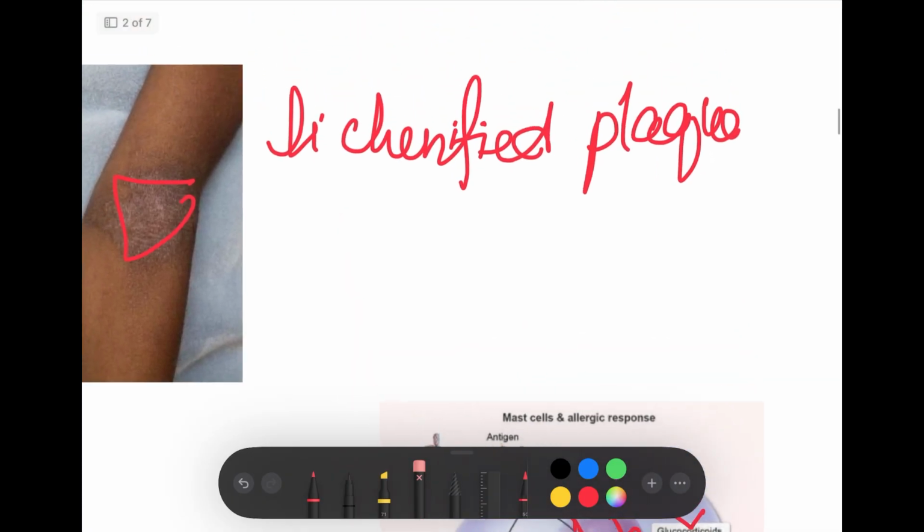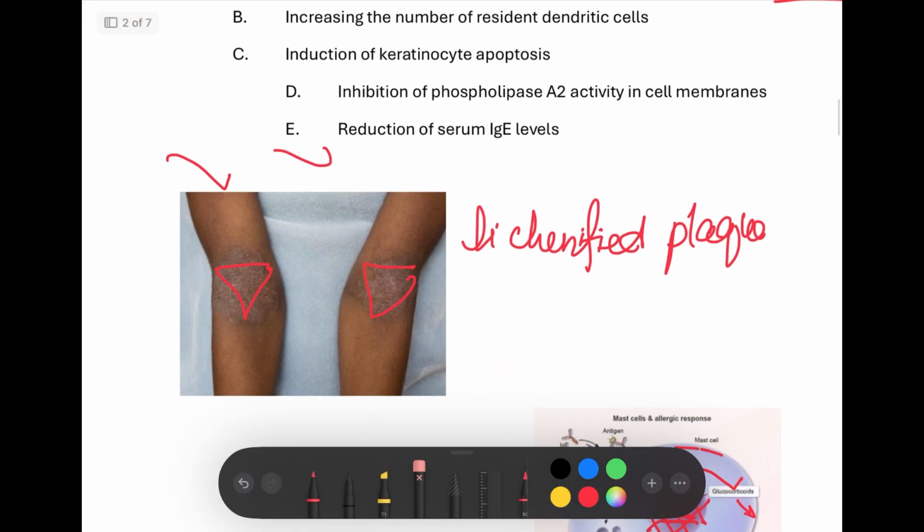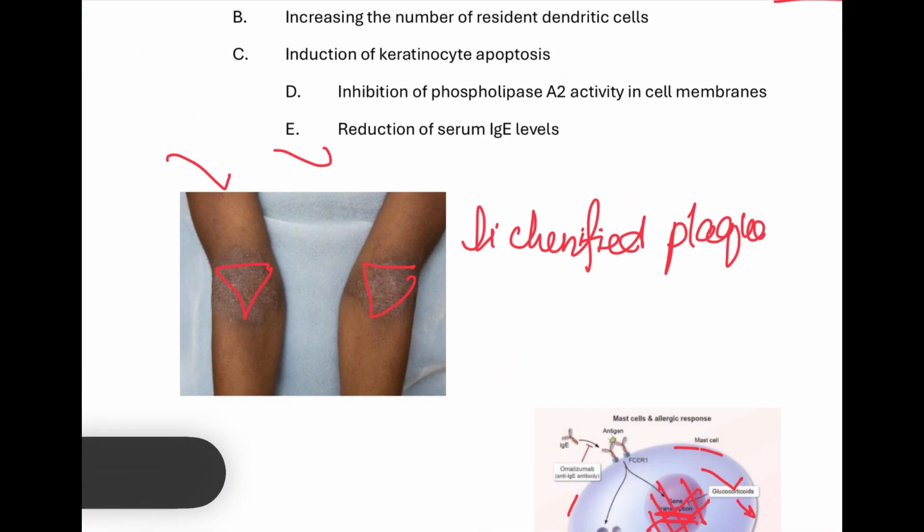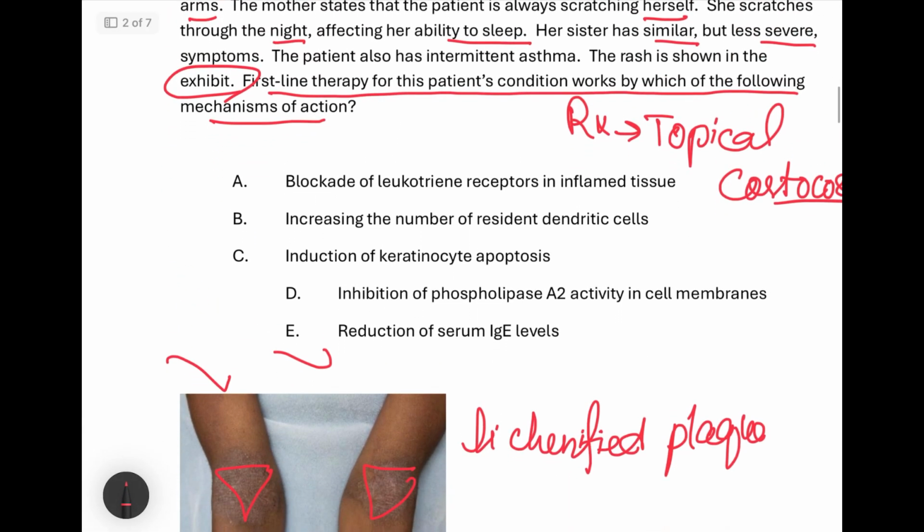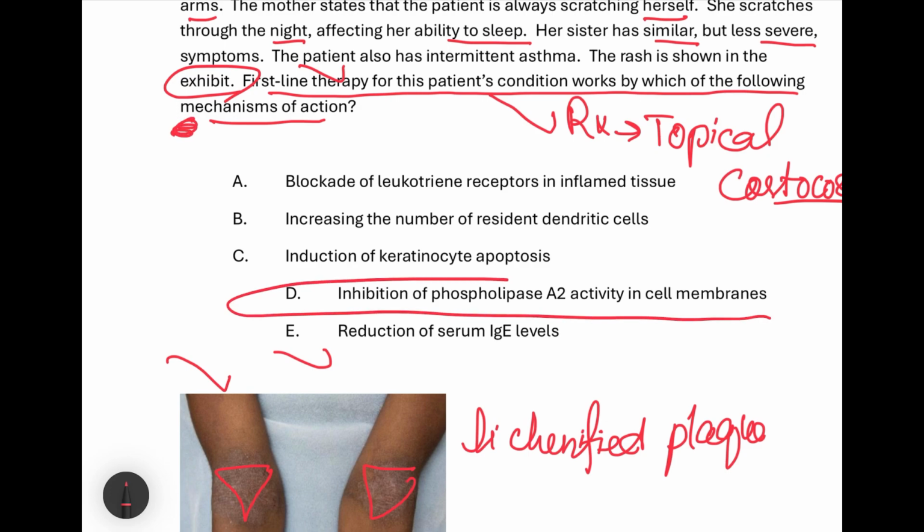So what will be our right answer? First, they are asking us what will be the first line therapy for this patient. For atopic dermatitis, the first line therapy is topical corticosteroids. Now we have to give the mechanism. The mechanism is inhibition of phospholipase A2 activity in the cell membrane. Due to it, there will be a decrease in production of pro-inflammatory cytokines, prostaglandins, or leukotrienes.